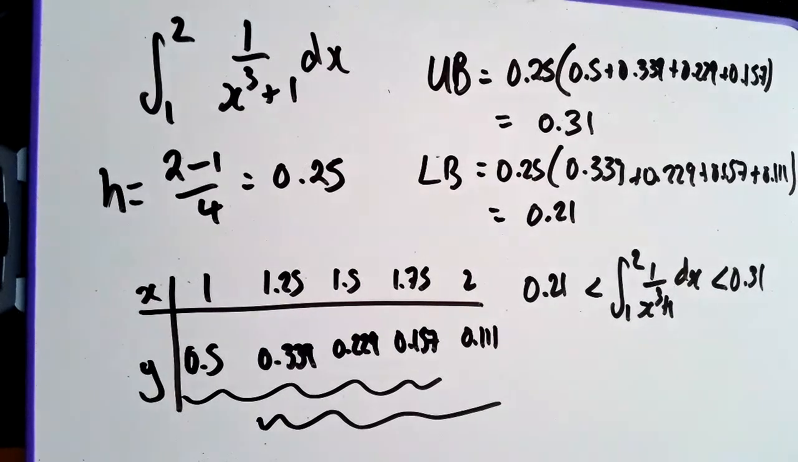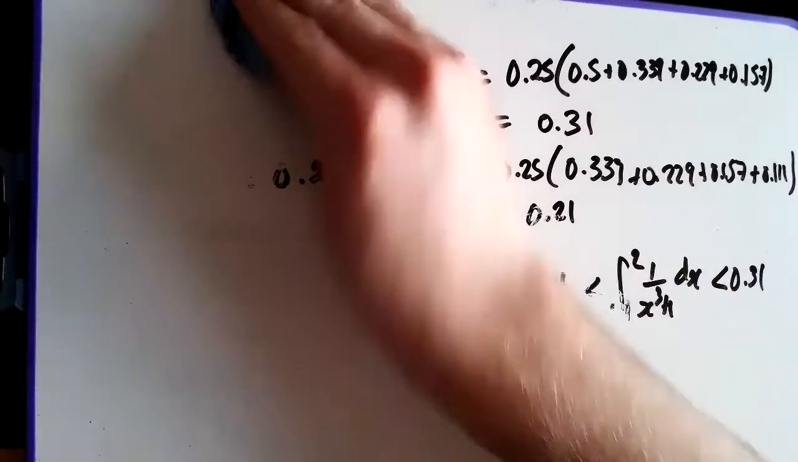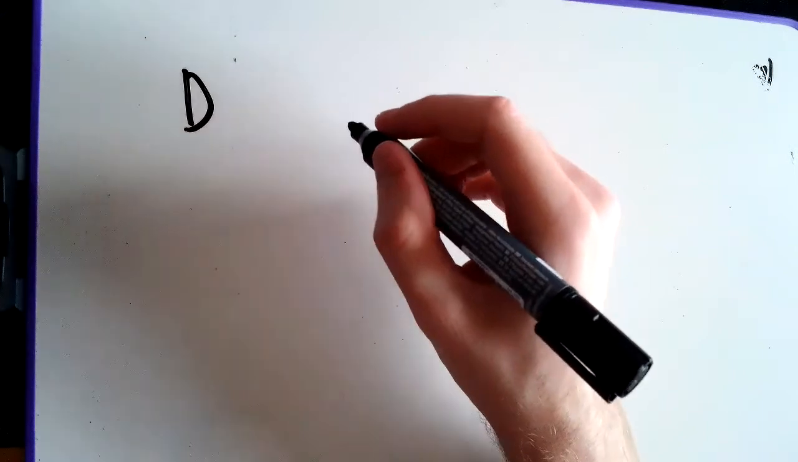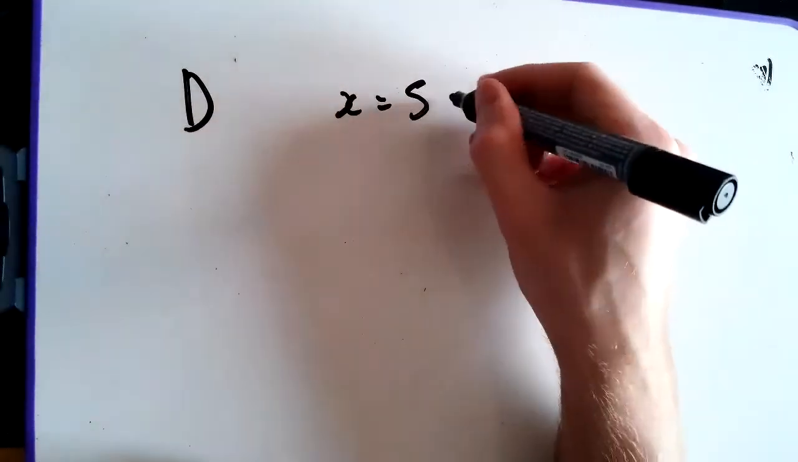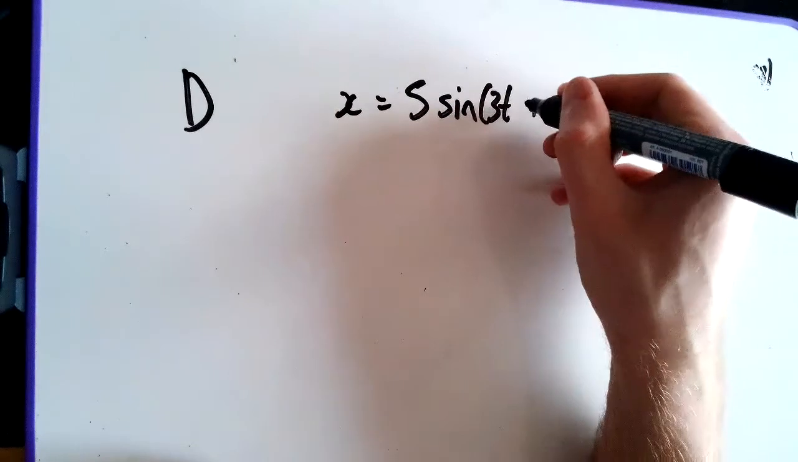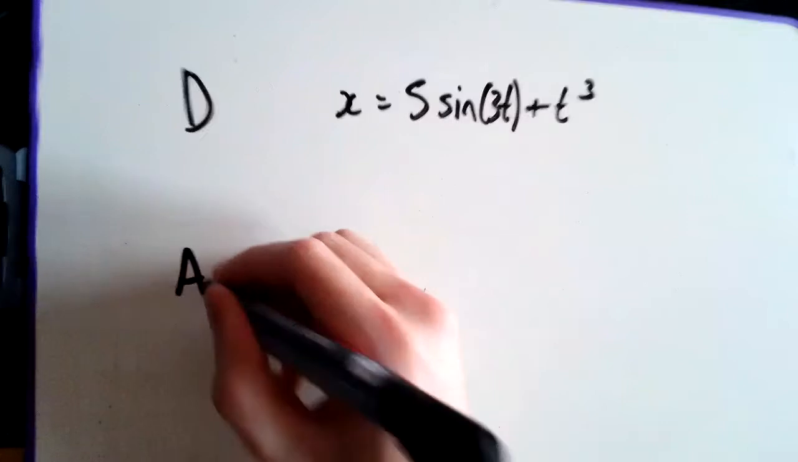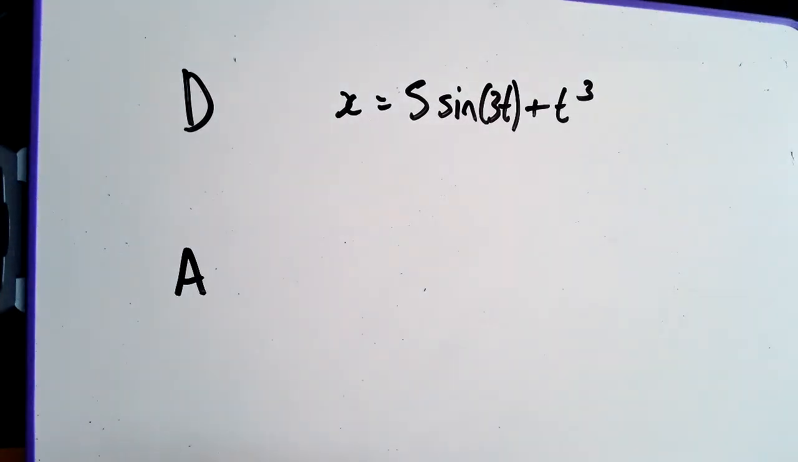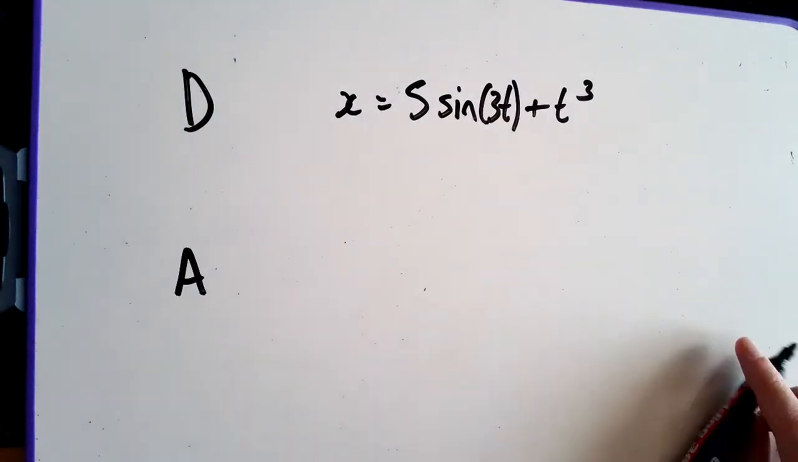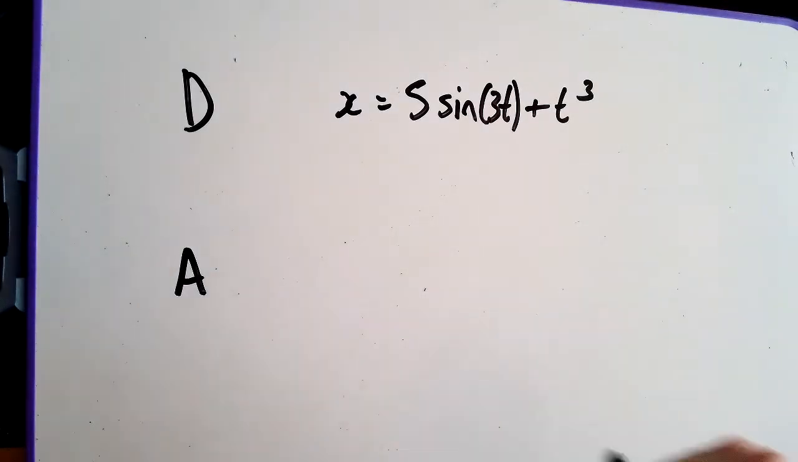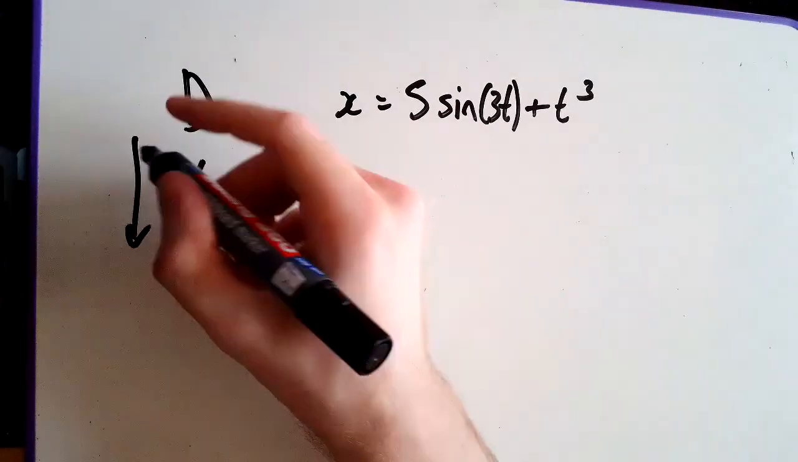Okay, and last one. So we've got displacement is given by x equals 5 sine 3t plus t cubed. Now we want the acceleration when t is 4. Okay, well, to find that, we're going to go down d-v-a, so we're going to differentiate.